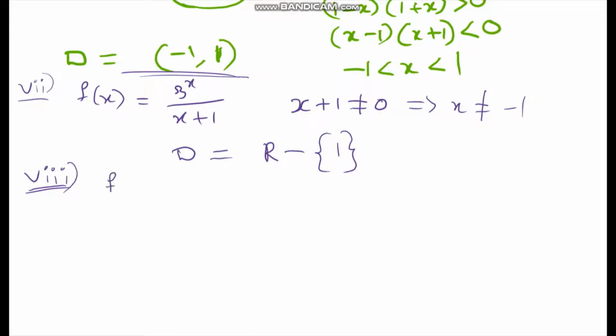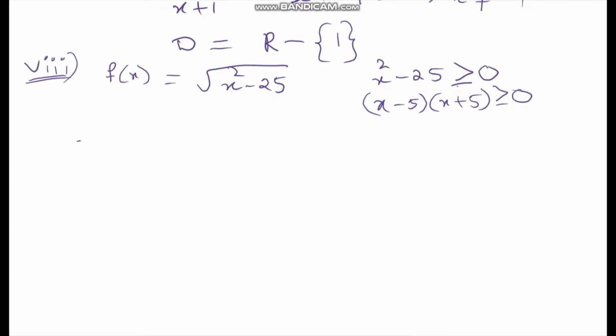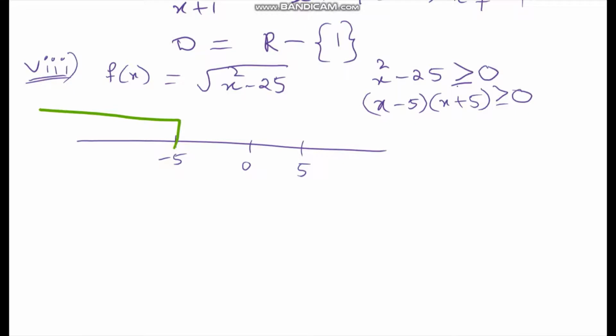The eighth problem is f of x equals square root of x squared minus 25. This means x squared minus 25 should be more than or equal to 0. So (x minus 5)(x plus 5) should be more than or equal to 0. On the number line, if I take the values minus 5, 0, 5, it should be away from minus 5 and 5 to infinity.